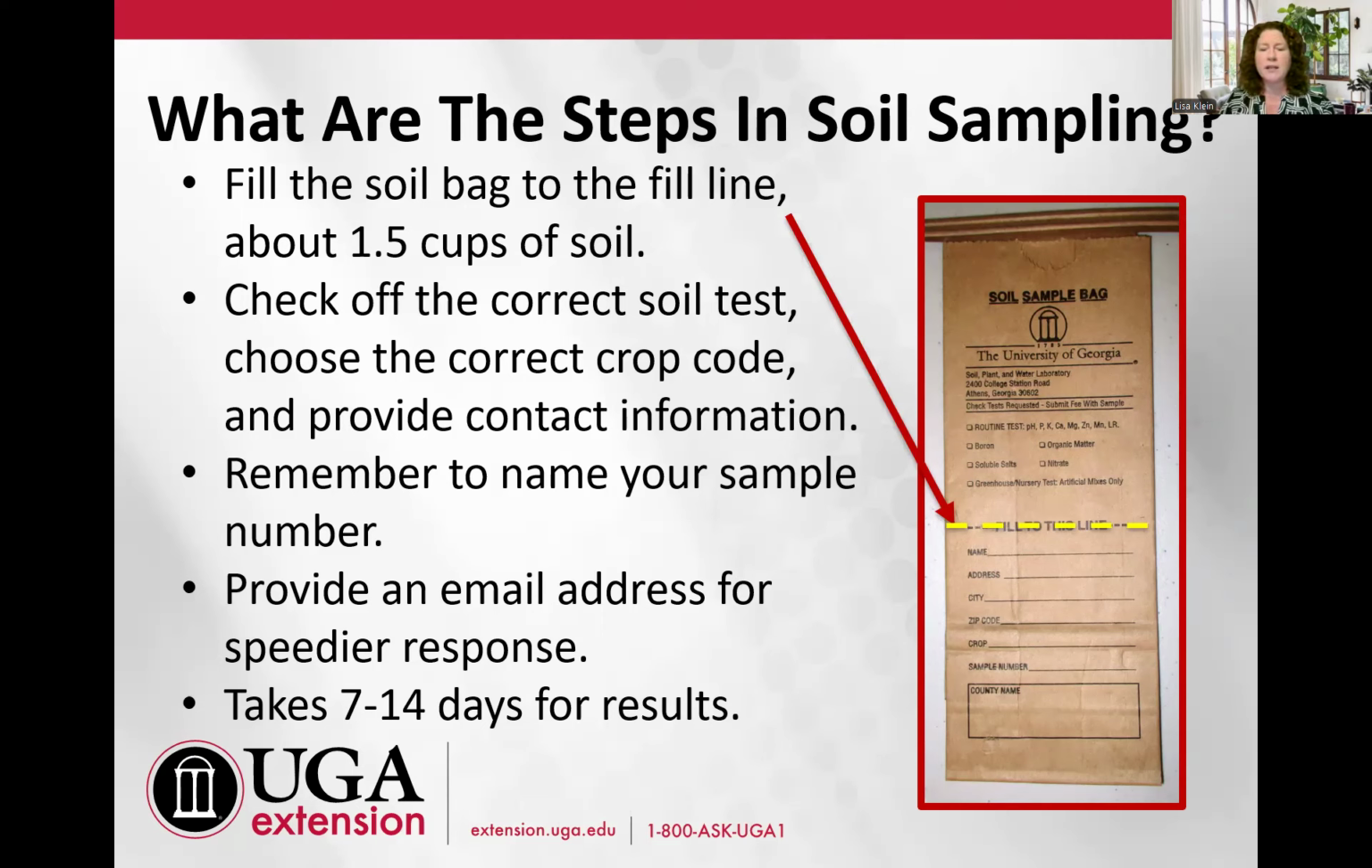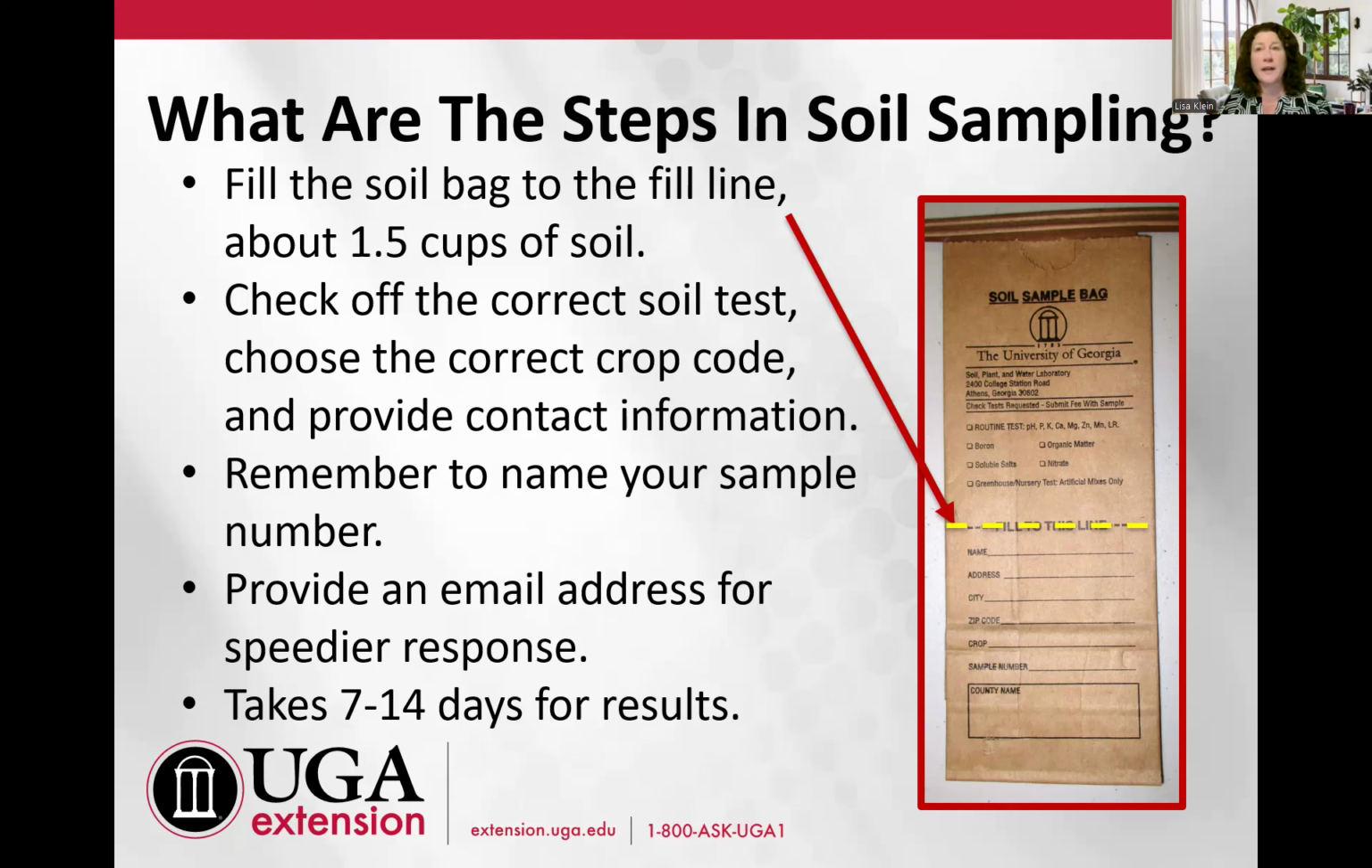You've got to put your name, address, city, zip code, and then you see that little thing called a crop code. Well, that is what you're testing for. So if you have a set of blueberry bushes, there is a code for blueberries. If you're checking Bermuda lawns, there's a couple codes for Bermuda lawns. If you've got azaleas, there's a code for azalea. There's a code for just about everything.